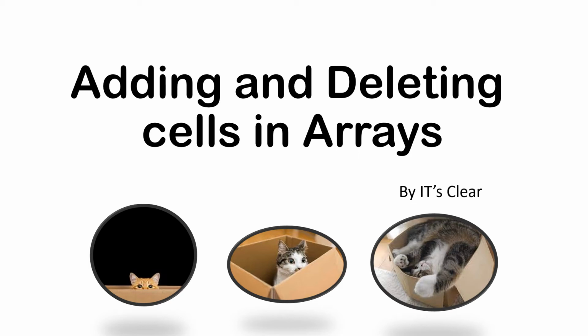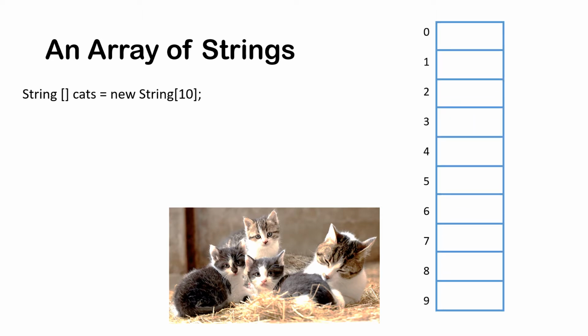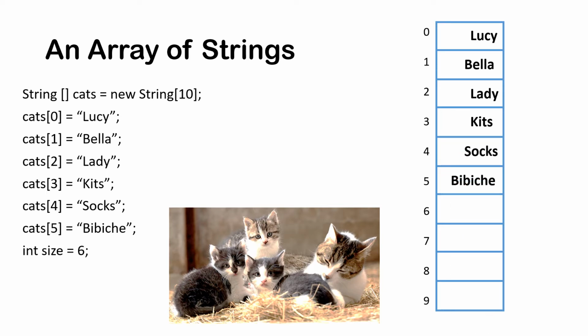Hello, today we're going to look at adding and deleting cells in arrays. So if we have an array of strings, like String[] cats = new String[10], and here's our array, and if we fill it with data, with a whole lot of cat names, we haven't filled the whole array, so our size variable would be set to 6 because we're storing 6 names.